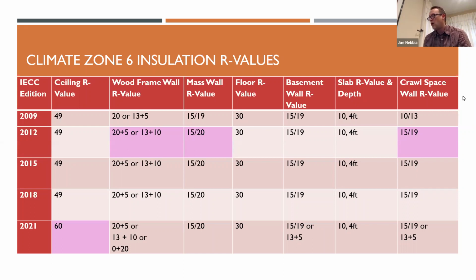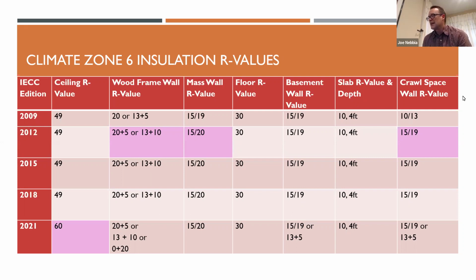And then crawl spaces, this is conditioned crawl spaces. You insulate the wall instead of the floor above. That has the same requirements as the basement, the 15 continuous or 19 cavity, and then the R13 plus 5, which is 13 cavity and R5 continuous.